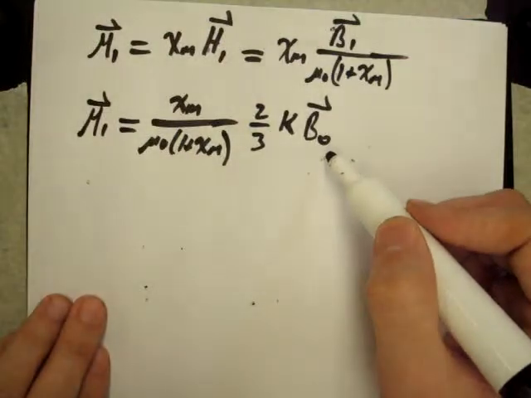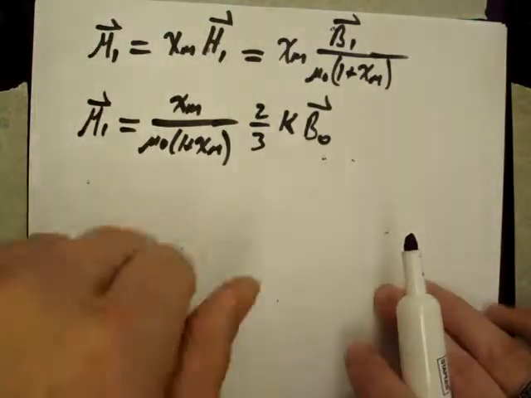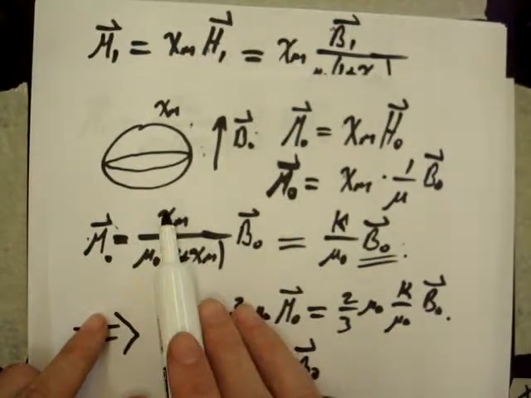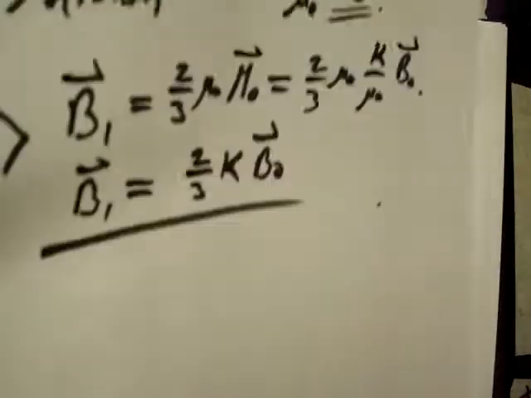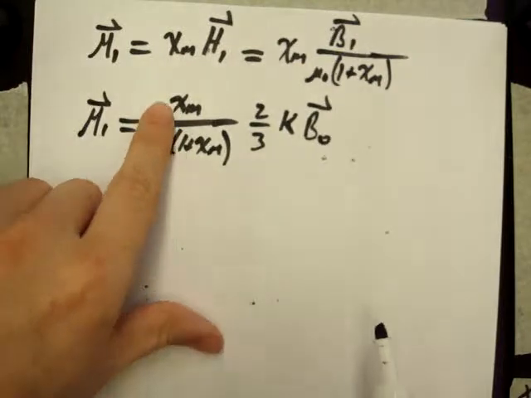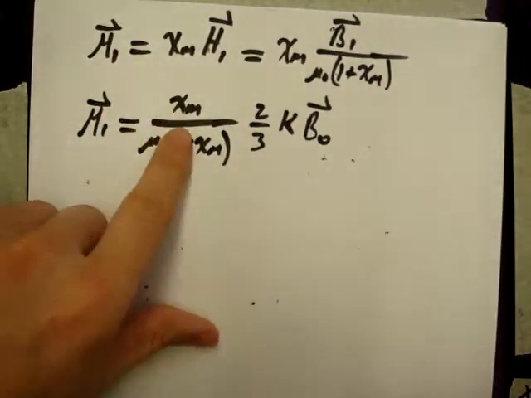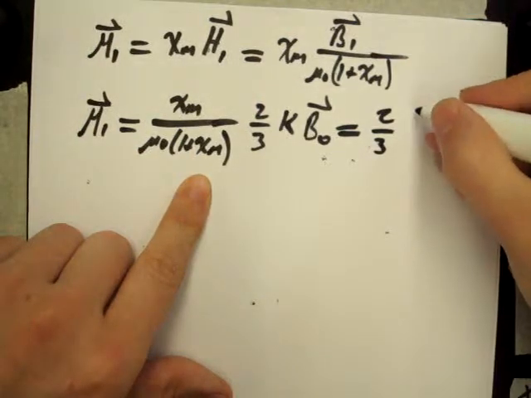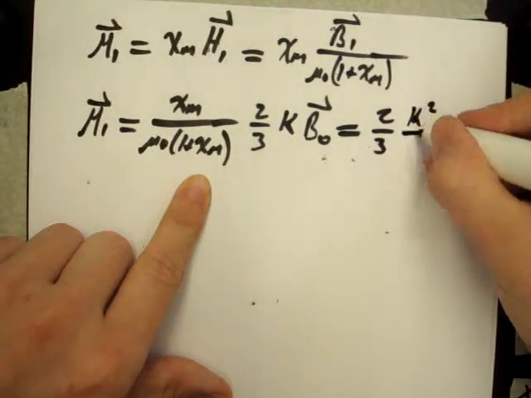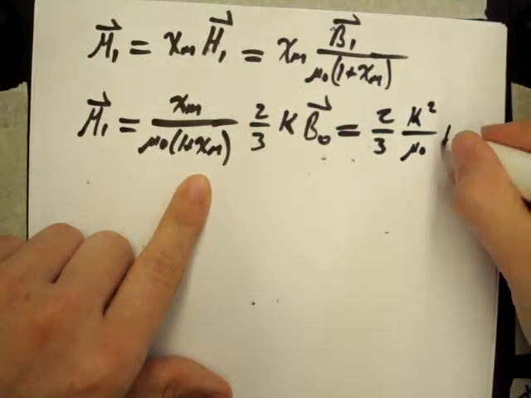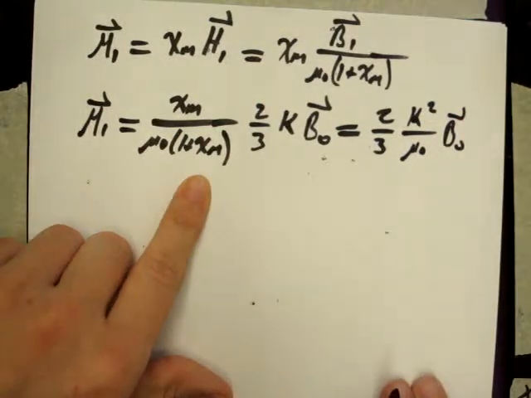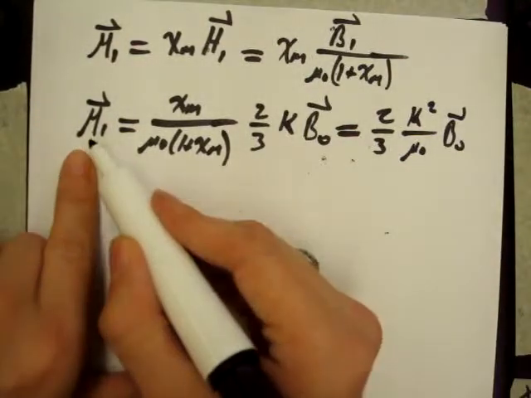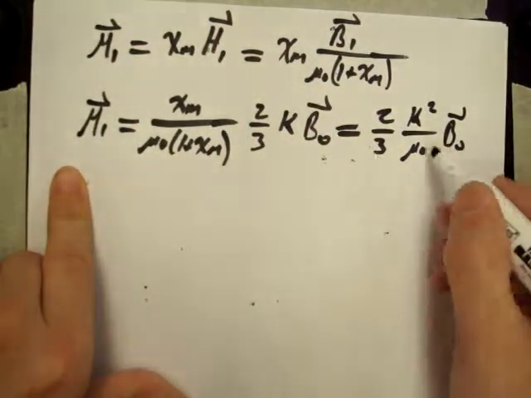Just want to point out here that, again, I'm using the substitution that K is X of M divided by 1 plus X of M. And we see we have another factor of K here. Might as well put the whole thing together. We have 2/3 K squared over mu naught B naught.